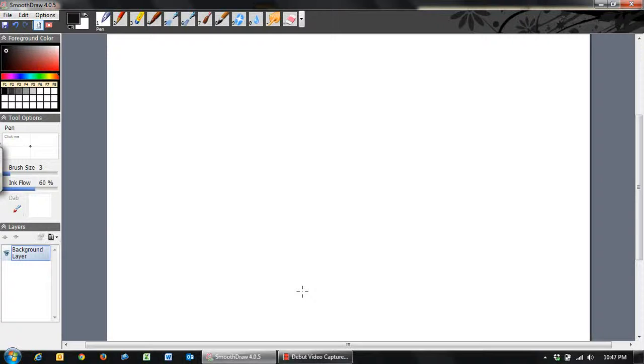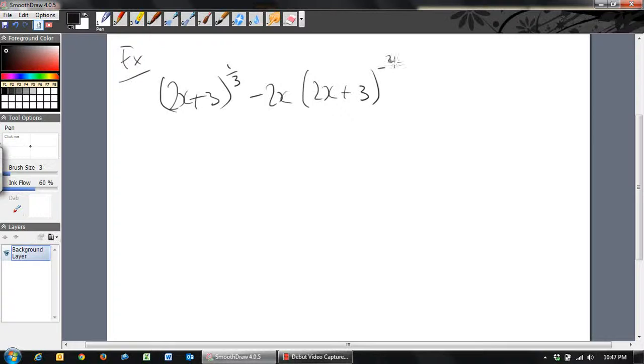And finally, let's just do some nasty sort of powers as the final hurrah. So 2x plus 3 to the power 1/3 minus 2x bracket 2x plus 3 to the negative 2/3. Okay, so this is when algebra is just getting really nasty. It's just not being nice to you anymore.